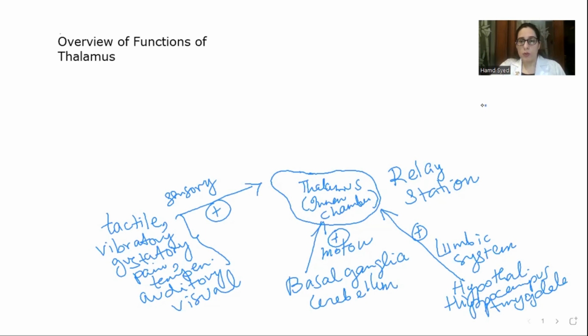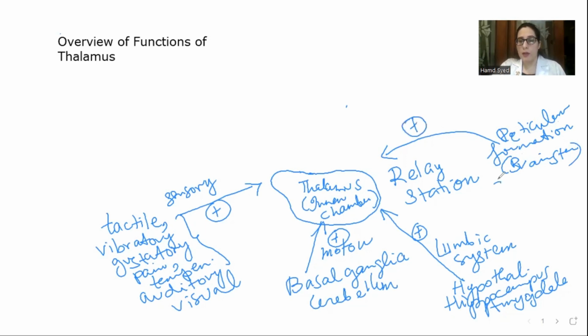And we also know that we have information which is coming from the reticular formation. Now, reticular formation is the group of neurons which is present within the brainstem. And this is information which is going to be processed within the thalamus, and it is related to the sleep and wakefulness cycles, or we could say our level of consciousness, right? So this information is also going to enter our thalamus.